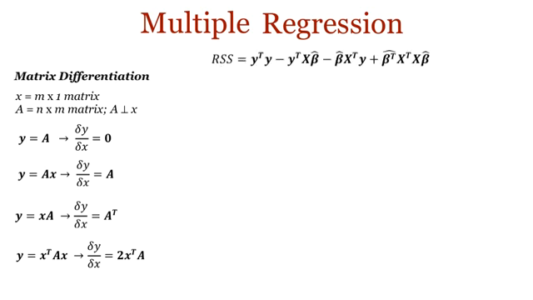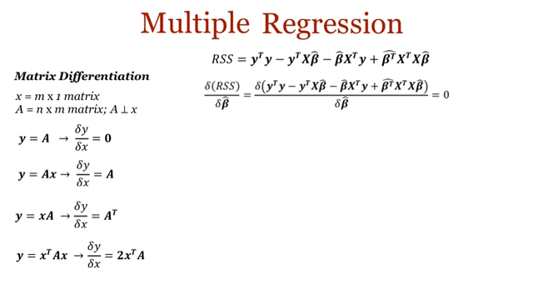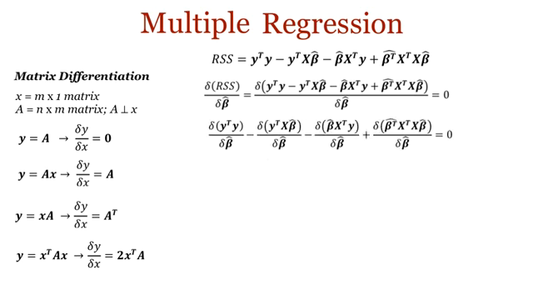Recall that a stationary point corresponding to a minima is formed when the slope at that point with respect to a variable is 0. So we need to find the estimate beta for which the partial derivative of RSS with respect to beta hat is 0. We expand the partial derivatives to every term. The first term is independent of x, so its derivative is 0. The second term has the second formula form of y is equal to A beta hat, so its derivative is just A, that is y transpose X in this case.